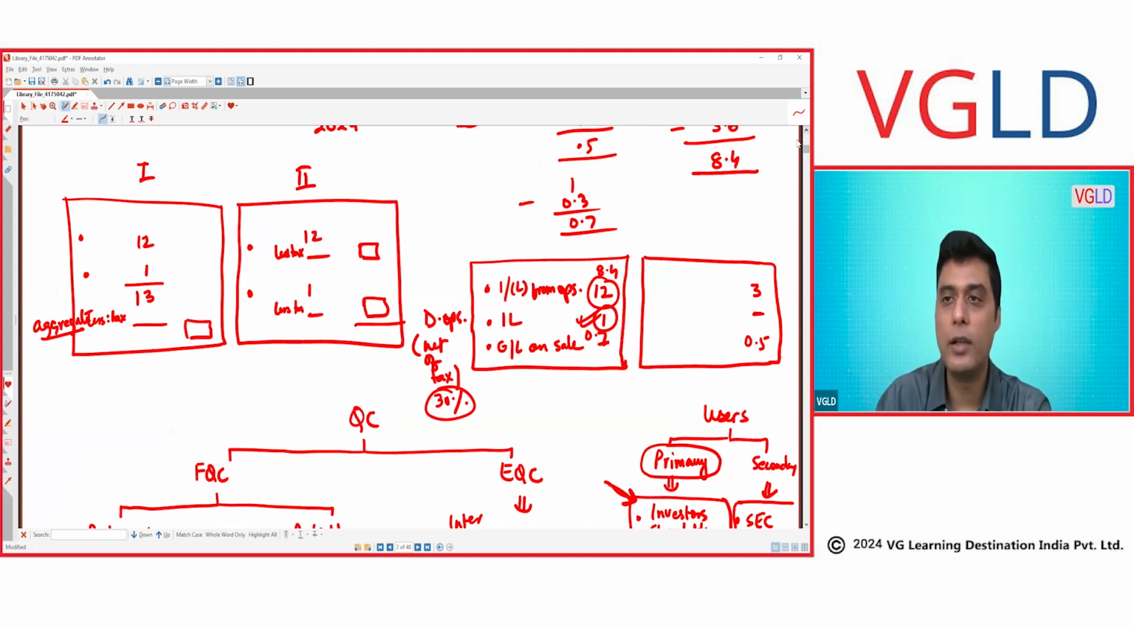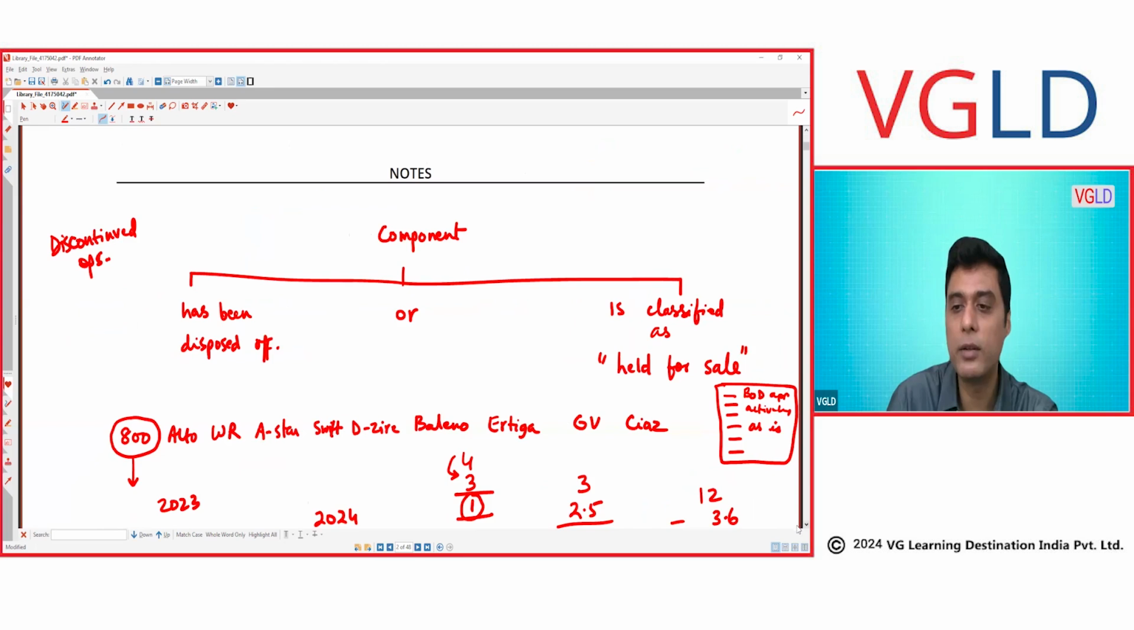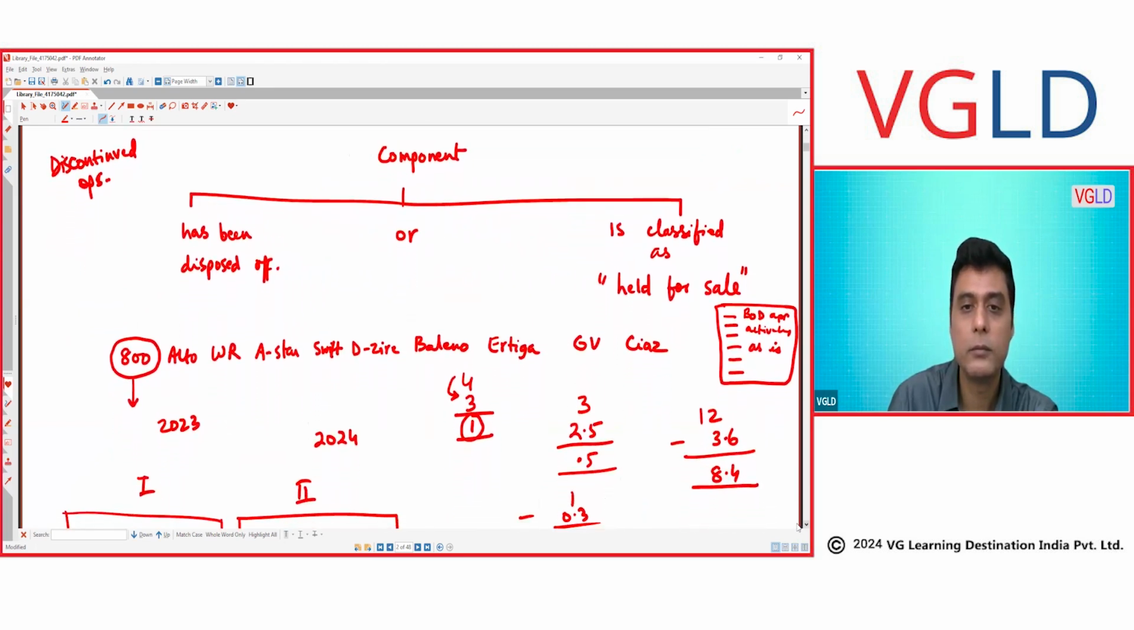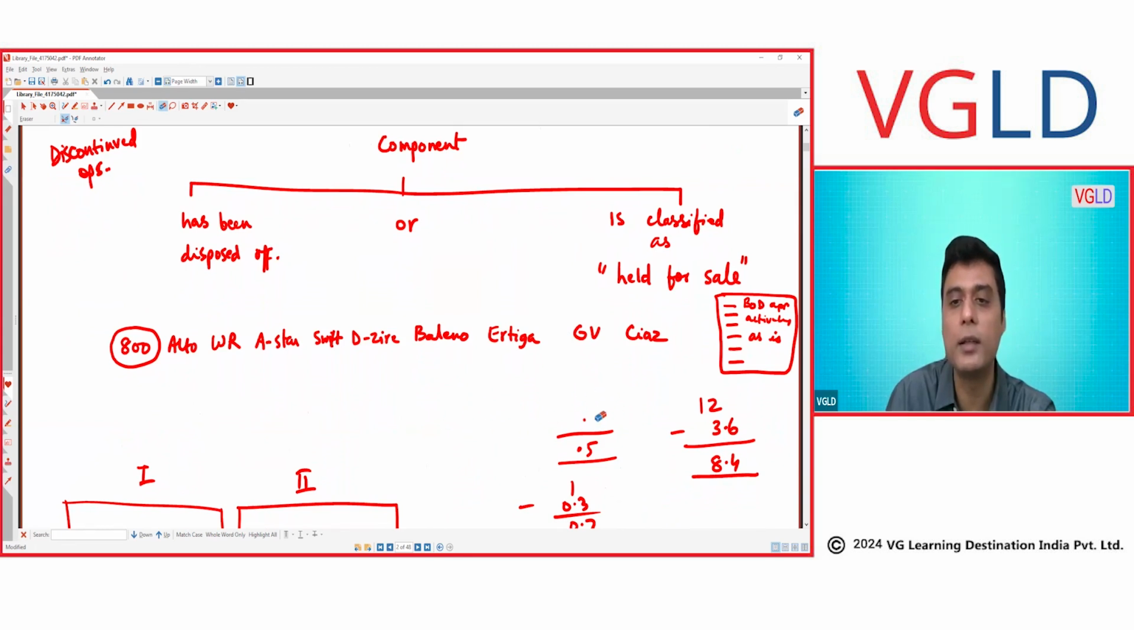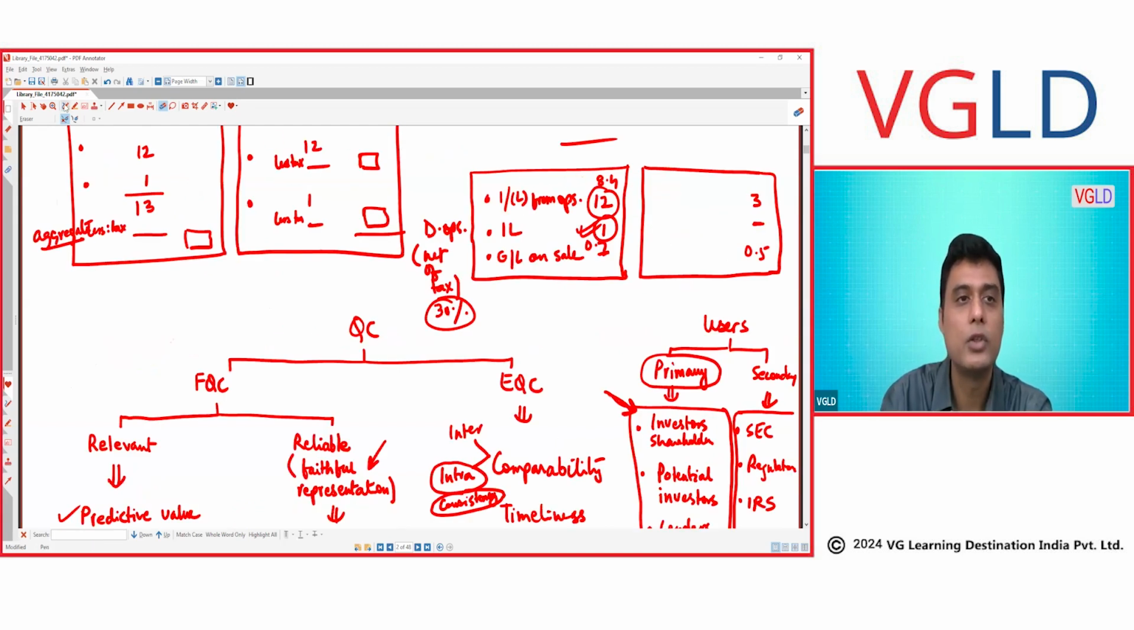All right. So now, just one more aspect here. All this discussion that we had, we said that if Maruti 800 is a component of the entity which has been sold off or is classified as held for sale. In 2023, we said that it has been classified as held for sale, so it is coming in discontinued operations. In 2024, it has been sold off, so it is coming in discontinued operations. In either case, it will come in discontinued operations.